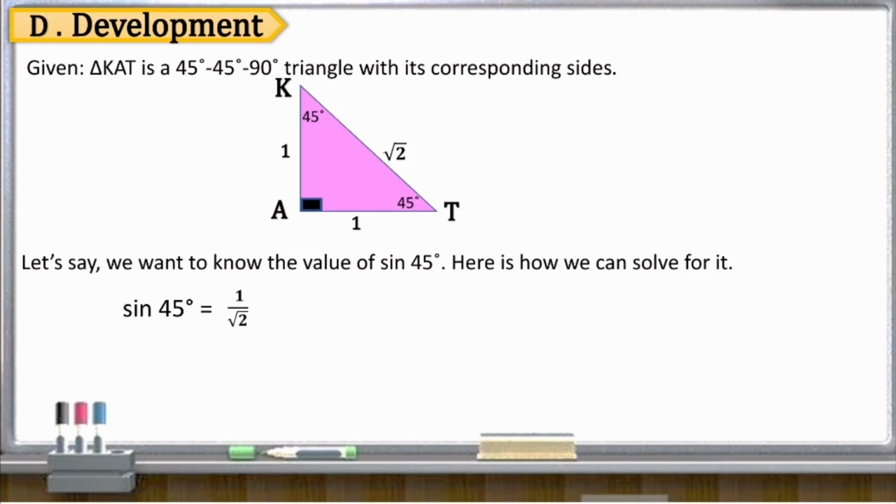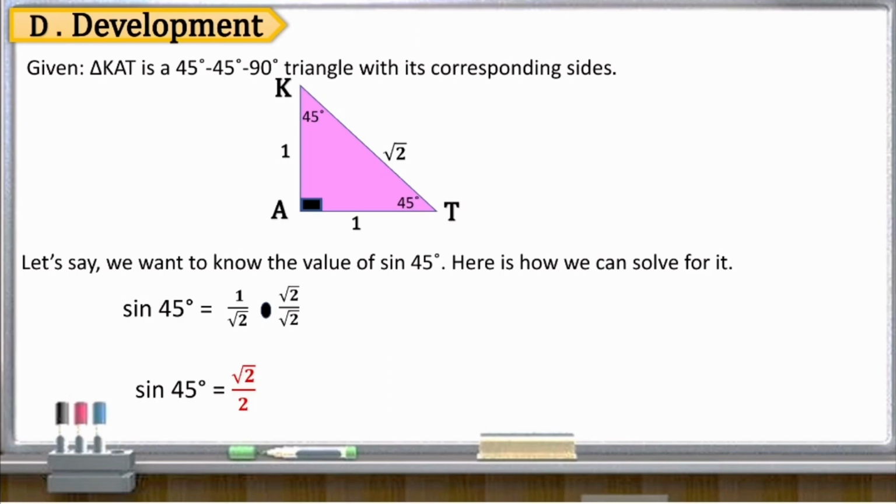So, 1 over square root of 2. At dahil meron ulit tayong radical sa denominator, kailangan ulit natin class yung rationalizing the denominator. Multiply lang natin ulit yung ating numerator and denominator sa square root of 2. So, 1 times square root of 2 is square root of 2. Square root of 2 times square root of 2 is square root of 4, and square root of 4 is 2. So, ating sine 45 degree is square root of 2 over 2.